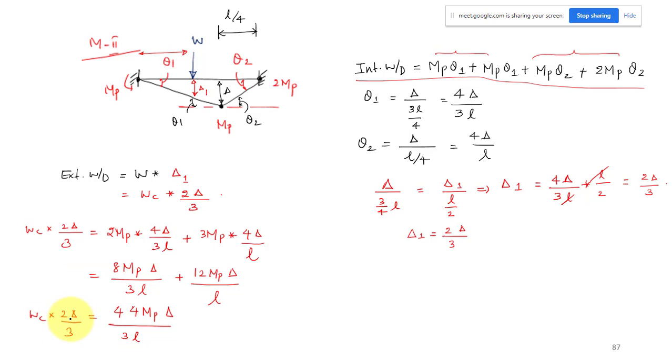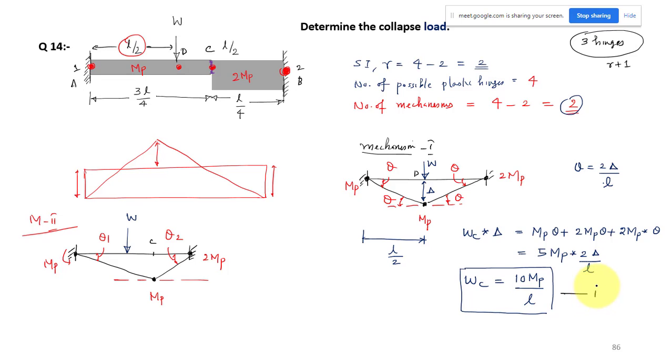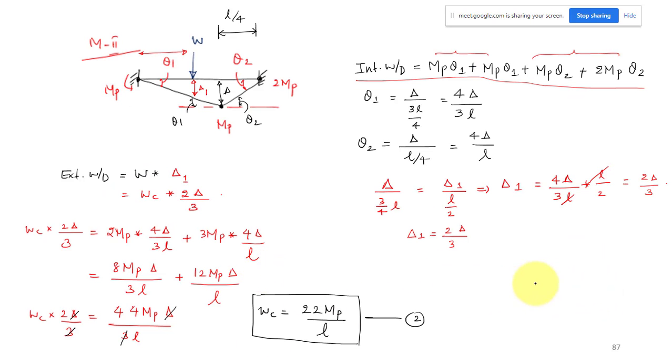Here we have Wc times 2 delta by 3. All the delta will get cancelled. This delta and this delta I can cancel. So here Wc will be equal to 44 Mp by, 44 by 2, so 22 Mp by L. So that is the collapse load. In the second mechanism, the collapse load Wc is equal to 22 Mp by L, and in the first it is 10 Mp by L. So finally the collapse load, your answer, will be the least value of 1 and 2, which is equal to 10 times Mp by L.